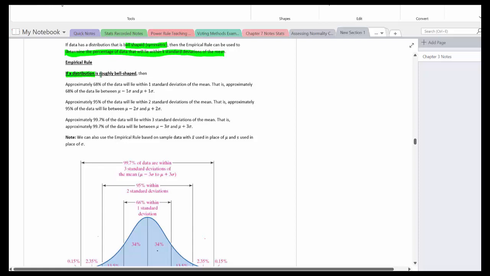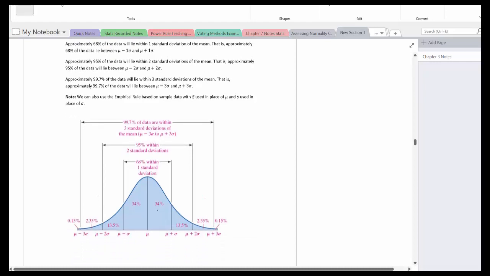So if a distribution is roughly bell-shaped, then approximately 68% of the data will lie within 1 standard deviation of the mean. That is, approximately 68% of the data lie within the mean minus a standard deviation and the mean plus a standard deviation. Approximately 95% of the data will lie within 2 standard deviations of the mean. Approximately 99.7% of the data will lie within 3 standard deviations of the mean.